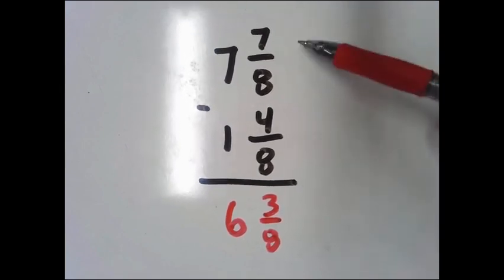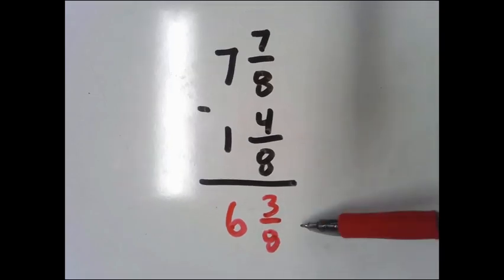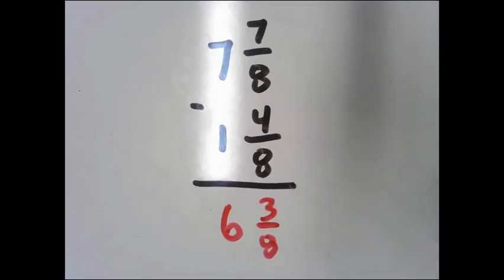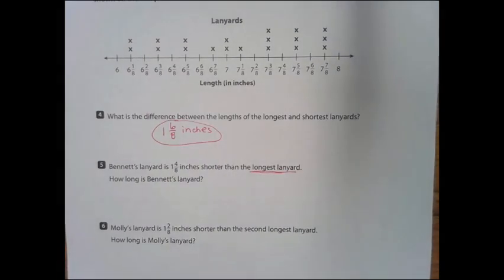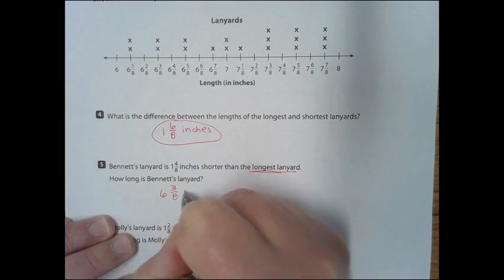So again, start with your fractions. 7/8, take away 4/8 is 3/8. 7 take away 1 is 6. So the answer there is 6 3/8. And again, it's inches.